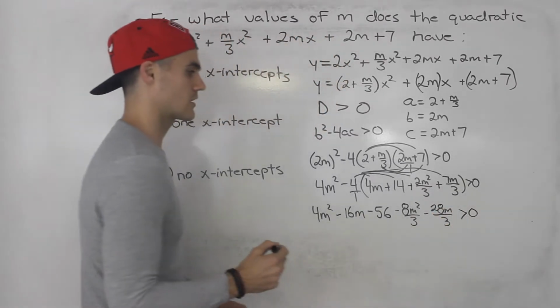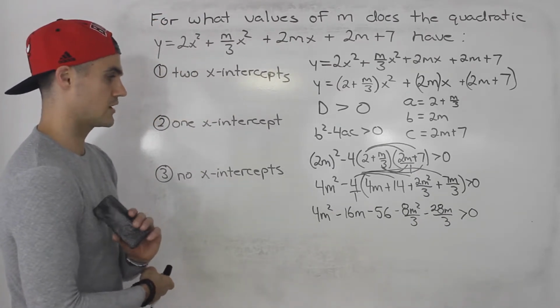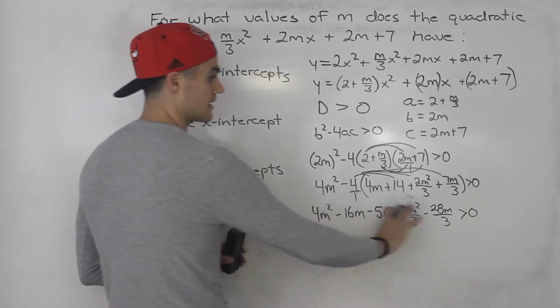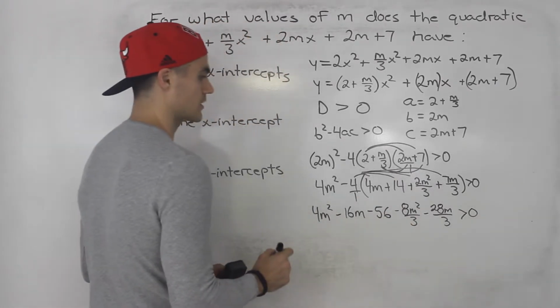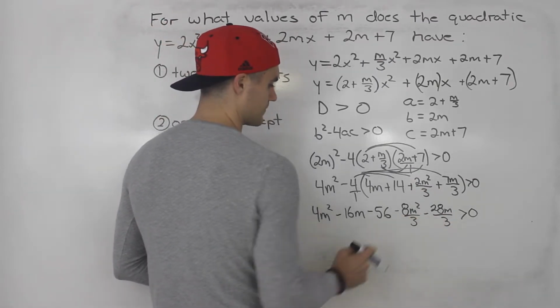Still solving when is that greater than 0. Right? So looking pretty weird at this point, but nevertheless, this is a quadratic. We're going to end up getting a quadratic here. Now, notice how we have these fractions here.